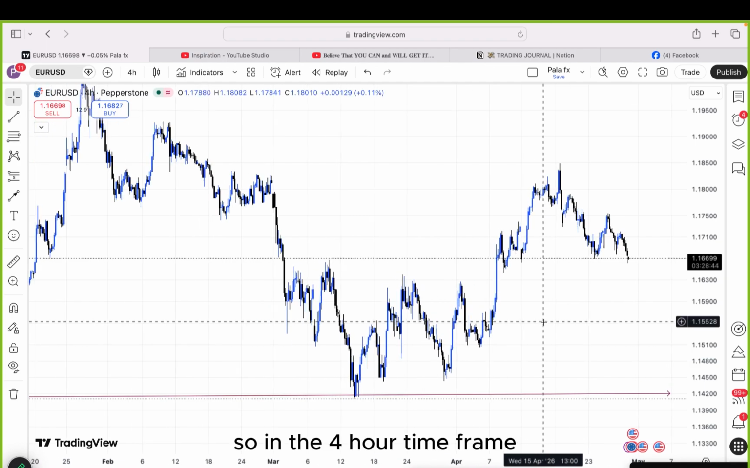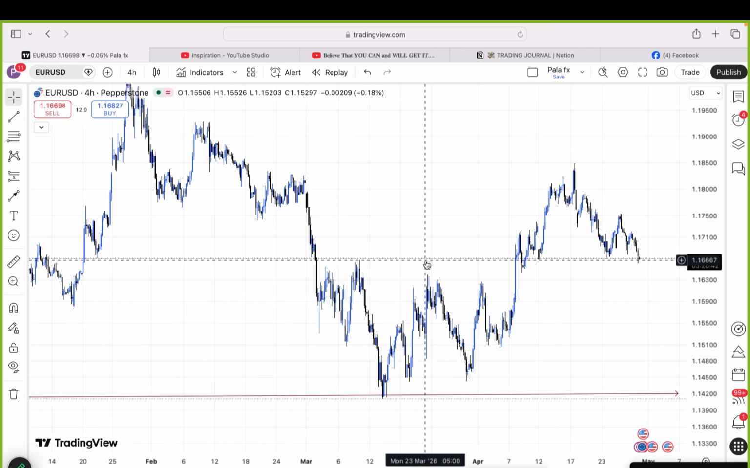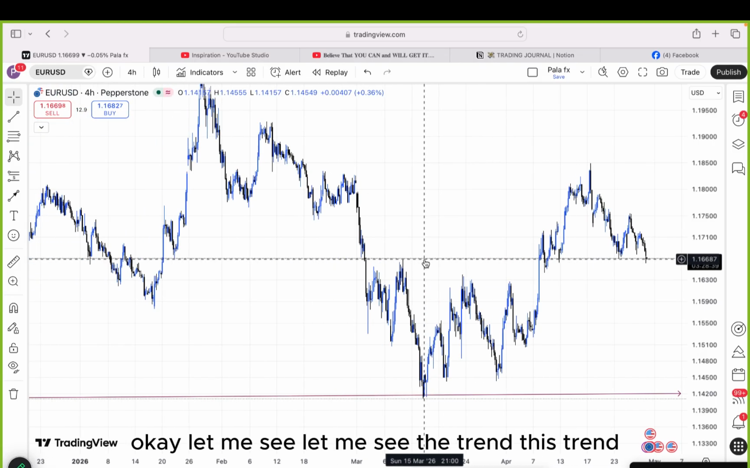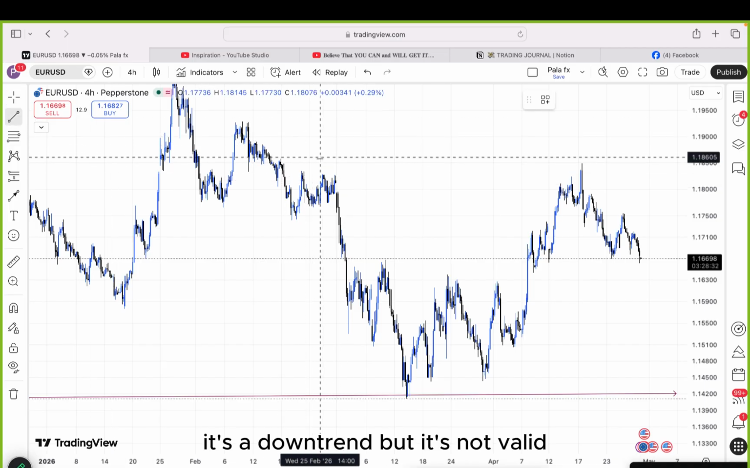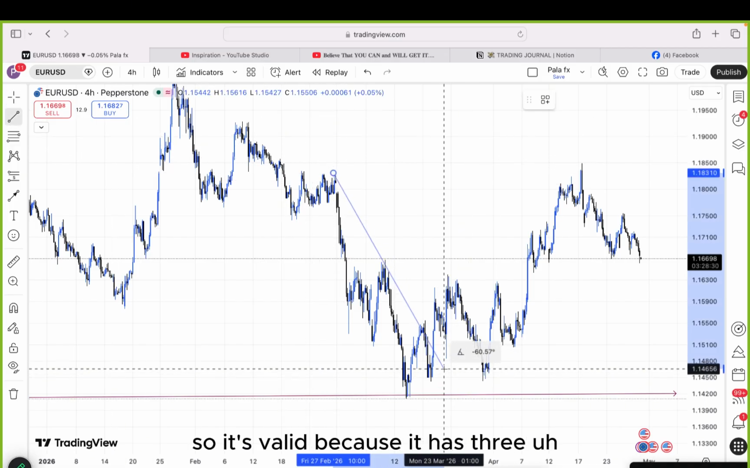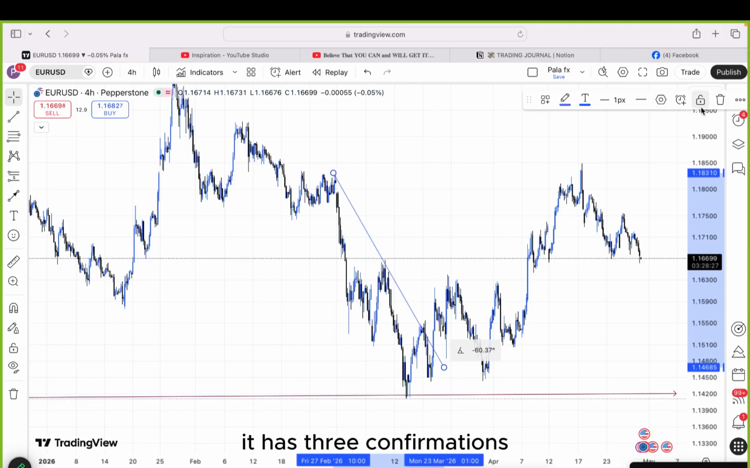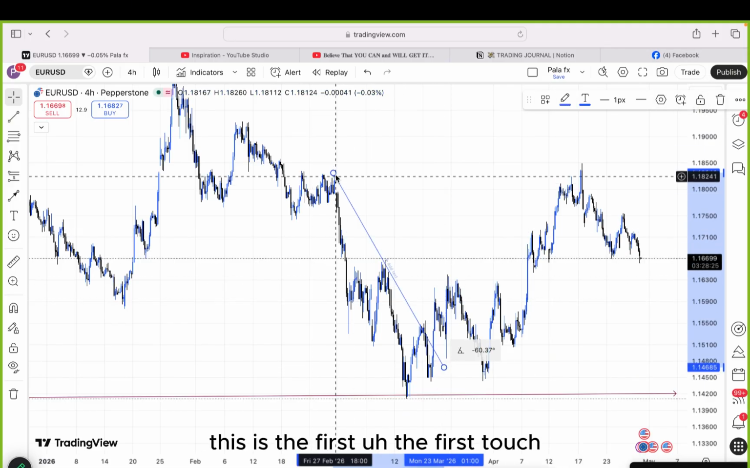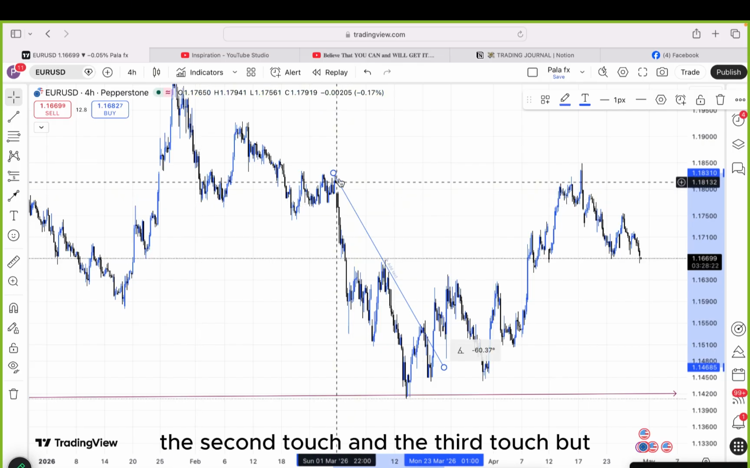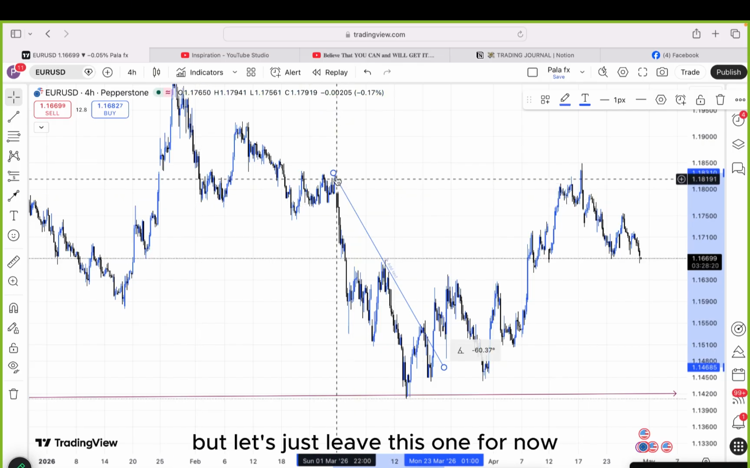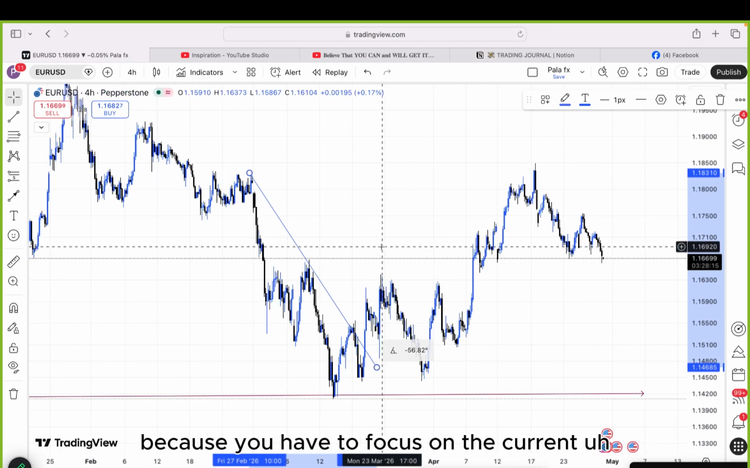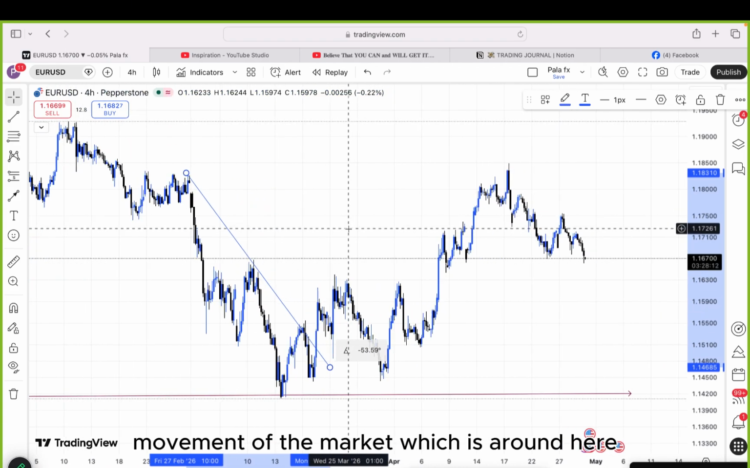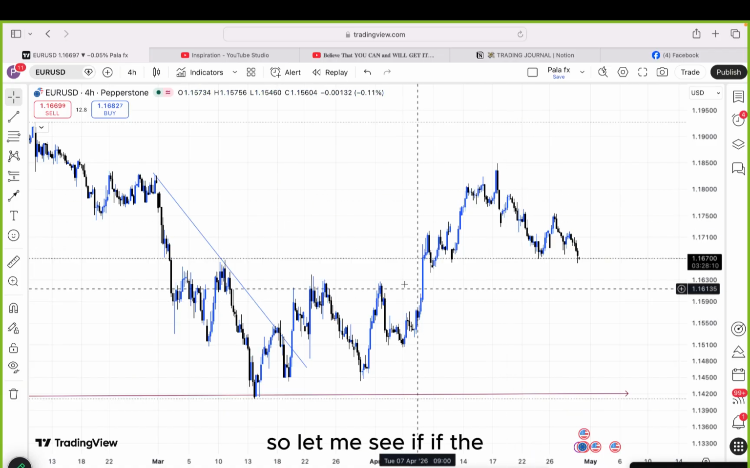So in the 4 hour time frame, let me see the trend. Let me see if it's valid. It's a downtrend, and it's valid because it has three confirmations: the first touch, the second touch, and the third touch. But let's just leave this one for now, because you have to focus on the current movement of the market, which is around here.